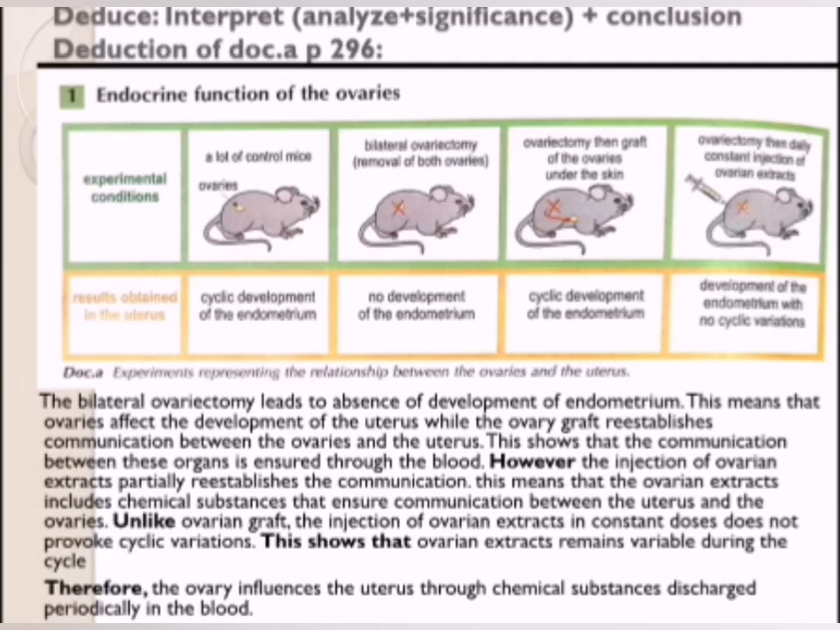And why did I write in the conclusion that in blood? How did I know that this communication is in blood? From experiment 3, because the graft of the ovaries in a vascularized area leads to a cyclic development of the endometrium. And also why did I mention the term periodically? Because from experiment 4 we knew that constant injection of ovarian extract doesn't lead to a cyclic variation. So the ovarian extracts are discharged periodically in a variable amount. They are not released into blood in a constant amount.